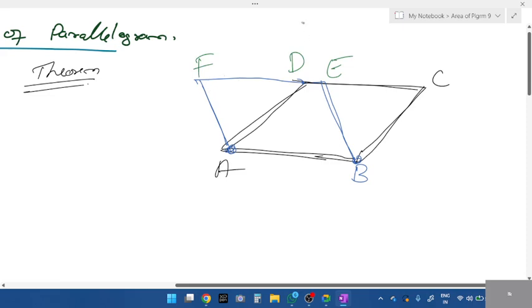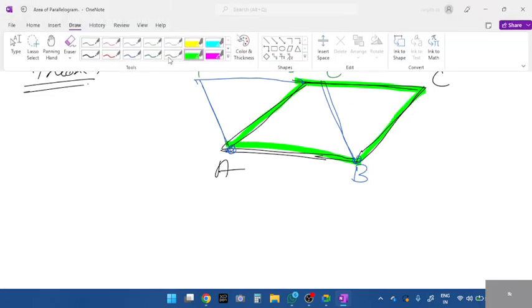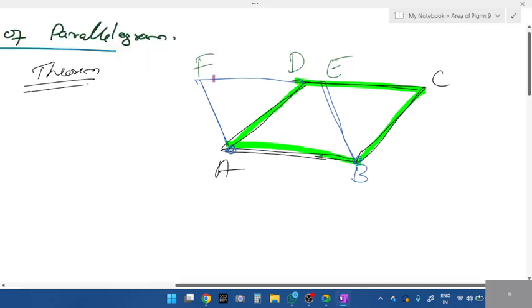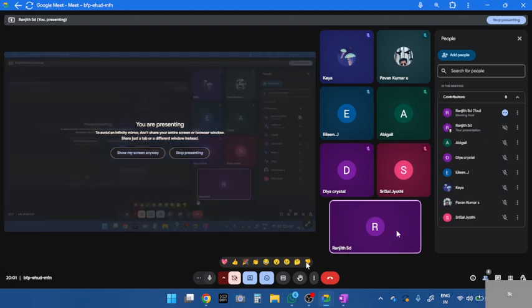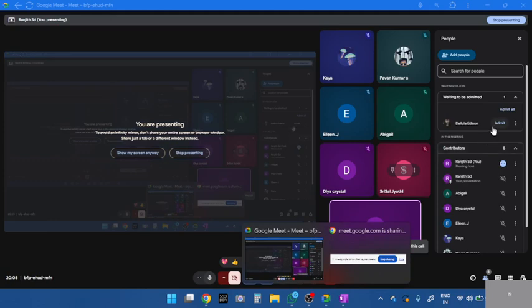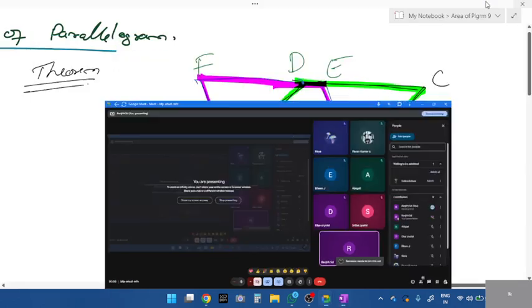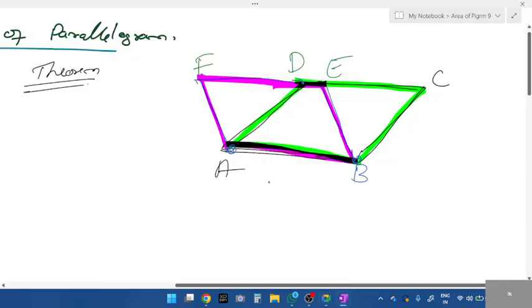Do they have the same base? Both of the parallelograms have the same base, right? Look at the green one. So this is a most important concept. You'll have questions based on this. Green and this pink one. So these are the two different parallelograms with same base and same height. What is the base for these, students? For both the parallelograms, what's the base? Base is AB. What is the area formula?